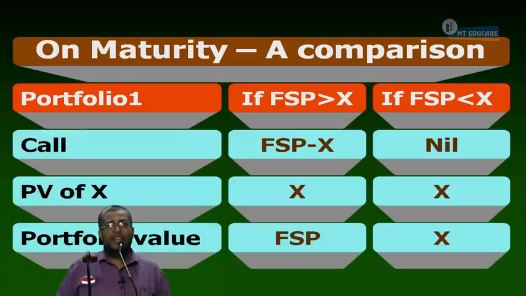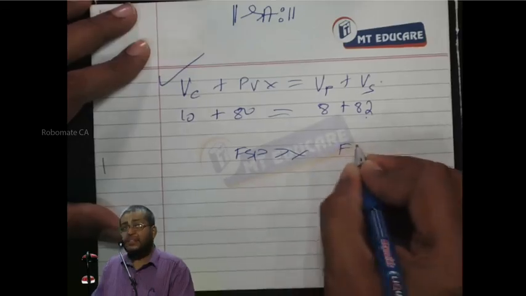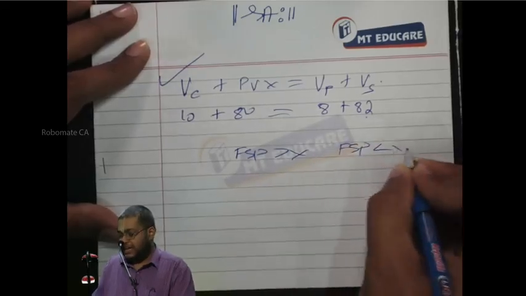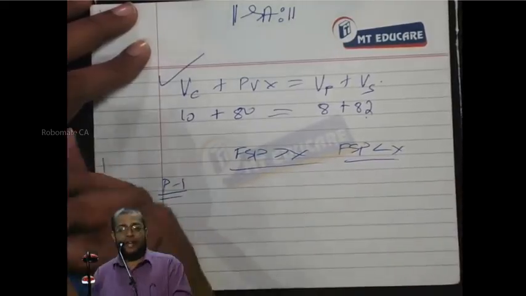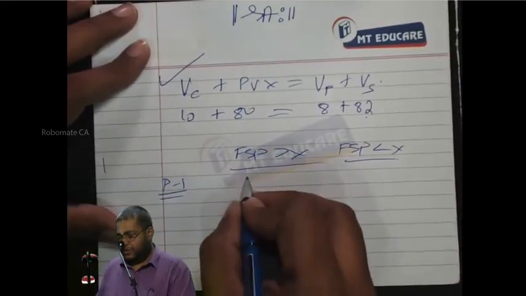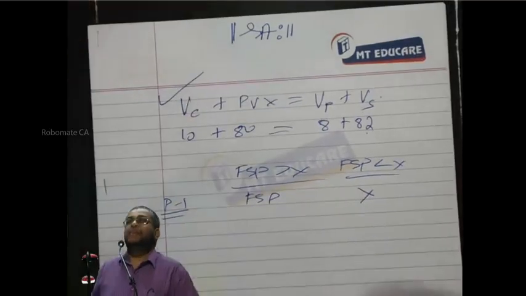So this is number 1. I'll just write it for you to get convinced. Now tell me, what is the first item? FSP. The second is X. Two situations: FSP greater than X, FSP less than X. Now I'll write the portfolio 1 value, just the conclusion. What is the portfolio 1 value? FSP. What is the portfolio 1 value? X. Everybody, yes or no?